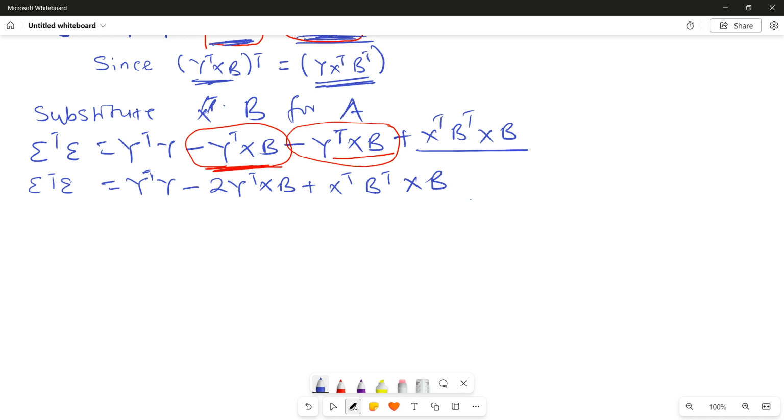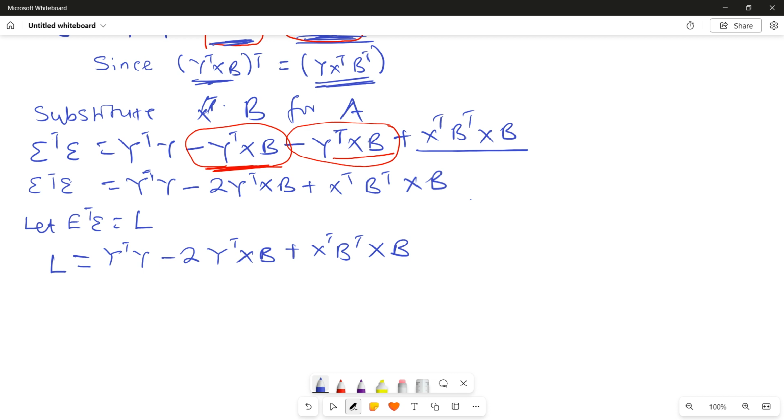Yeah, which means that now we can simplify our expression. Can we let this E transpose E equal L? So that while there is E transpose E there, we can just put letter L. So letter L is equal to Y transpose Y minus 2 Y transpose XB, plus X transpose B transpose XB.